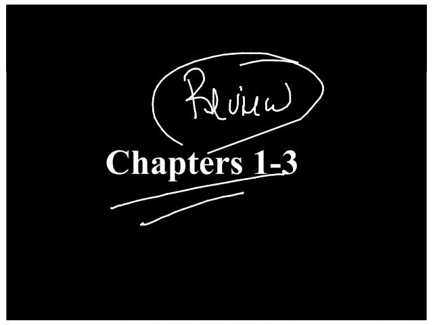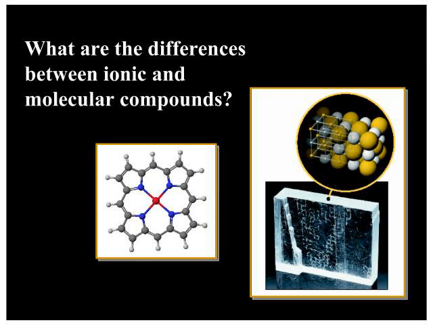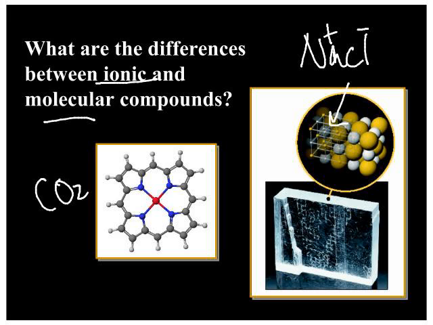I'm going to give you a quick overview and a quick review of what you need to know by the time you finish chapters 1 through 3. One of the first things conceptually that you need to make sure you understand is the difference between ionic and molecular compounds. When we write sodium chloride, we're looking at ionic structures with a crystal lattice, and simple compounds like CO2 or even this more complicated structure right here are covalent compounds or molecular compounds that have sharing of electrons.